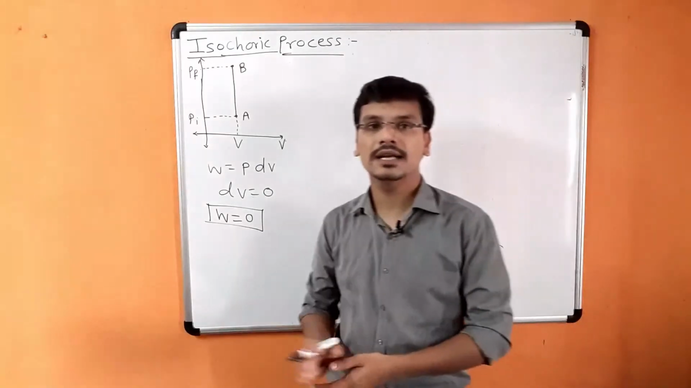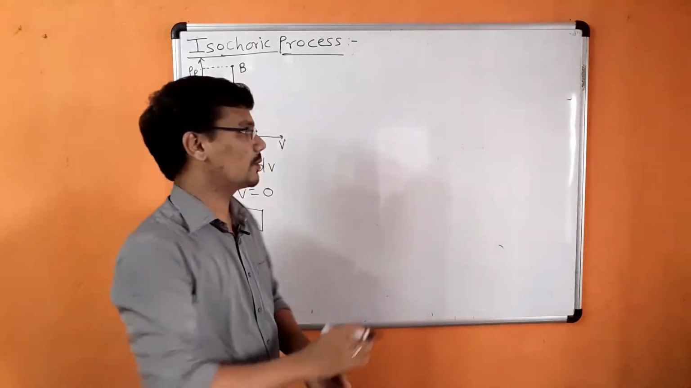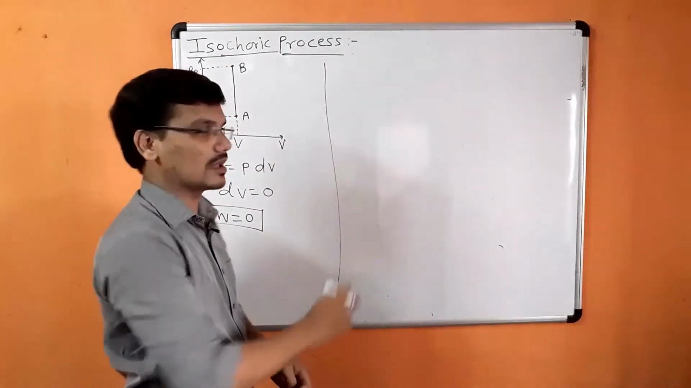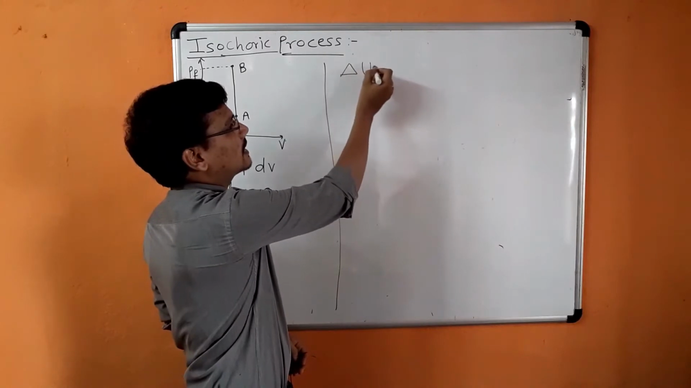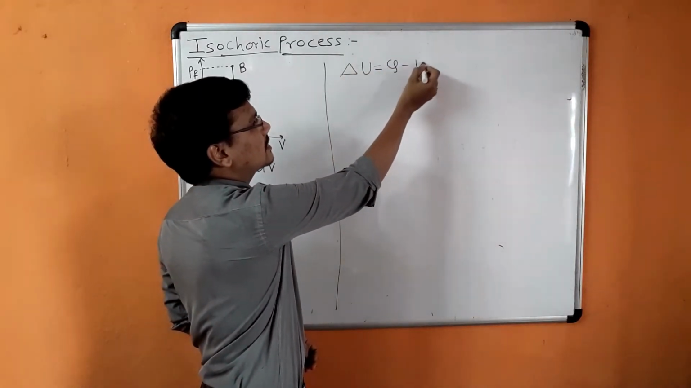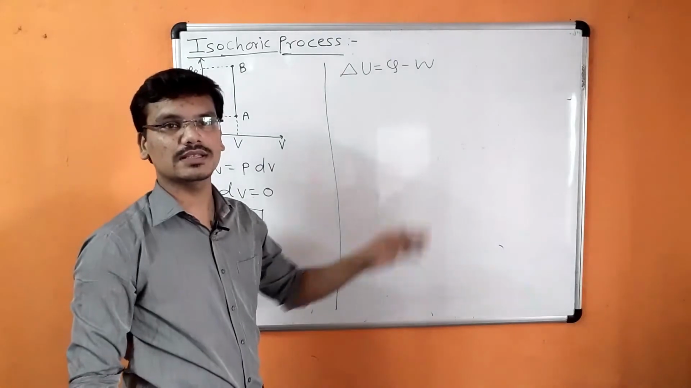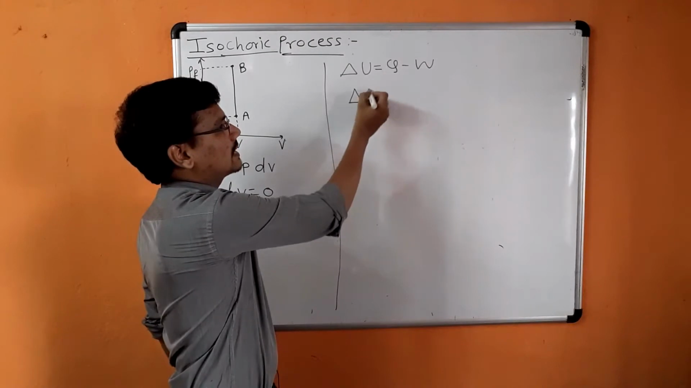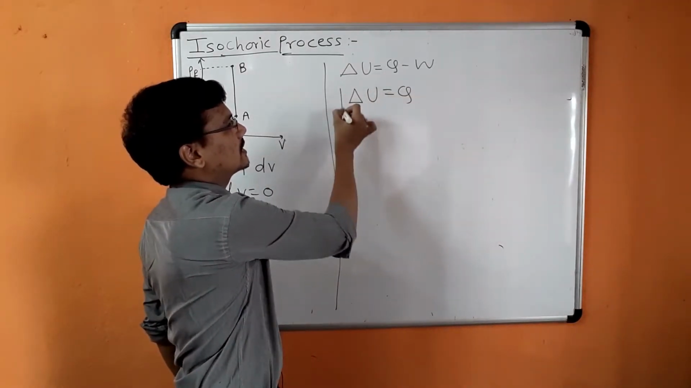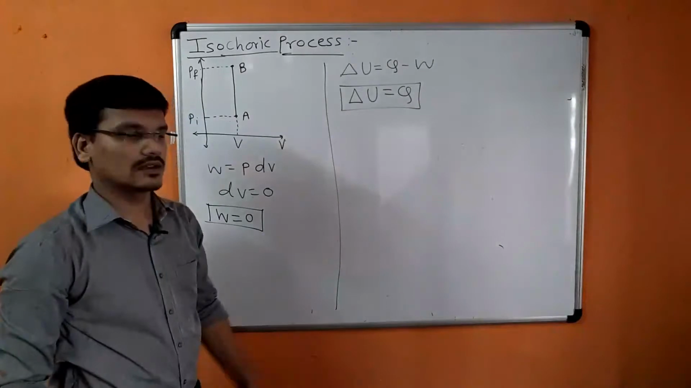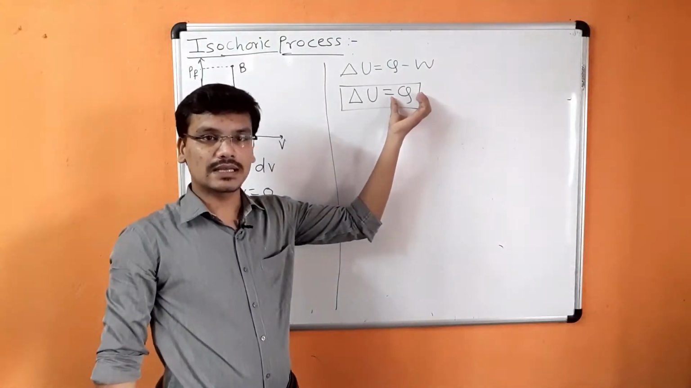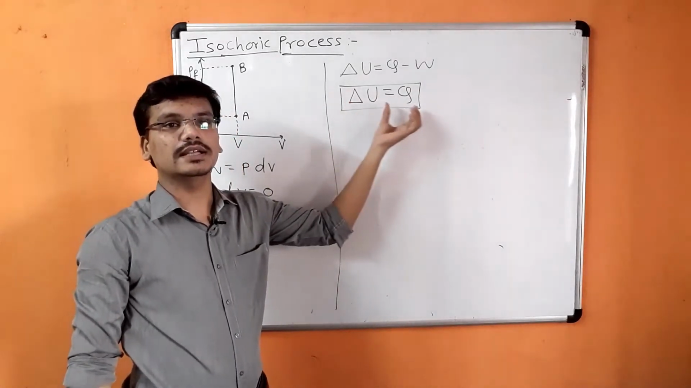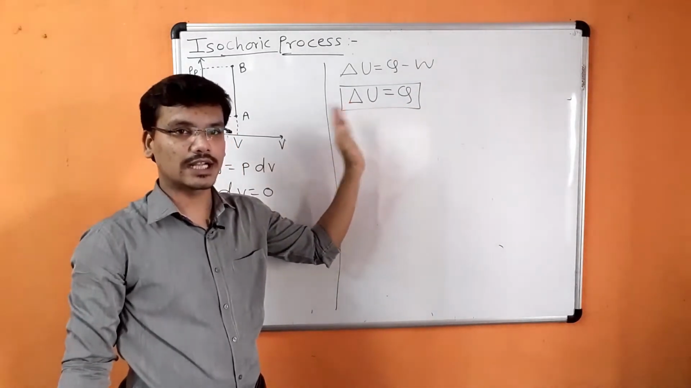Now, we have to find heat supplied during the isochoric process. For this, consider first law of thermodynamics. First law of thermodynamics is delta U is equal to Q minus W. In this process, W is equal to 0. Therefore, delta U is equal to Q. Meaning of this equation is heat supplied is totally converted into the internal energy.